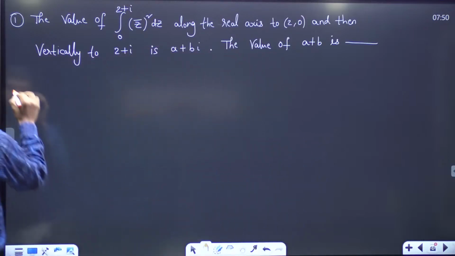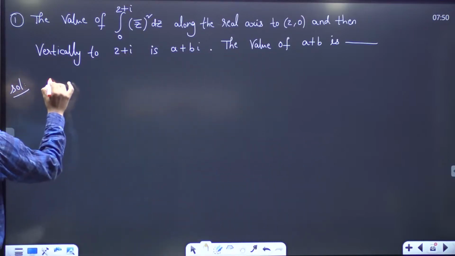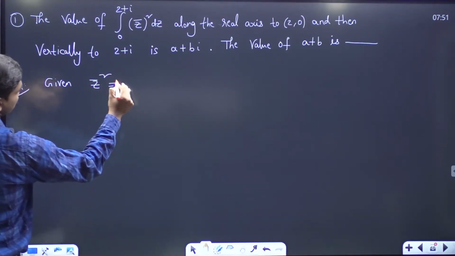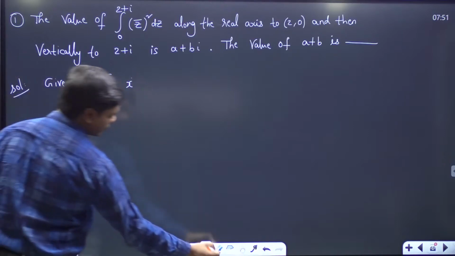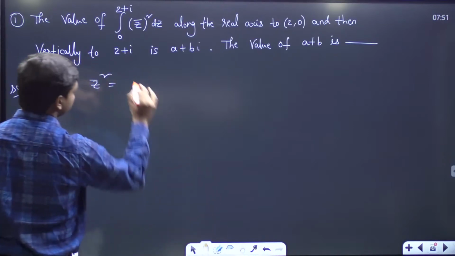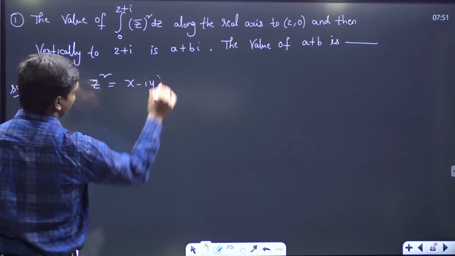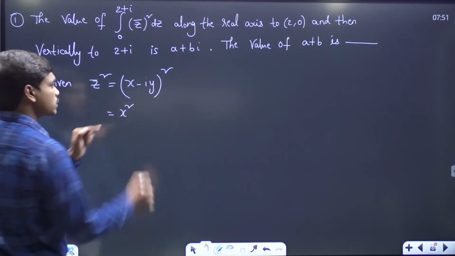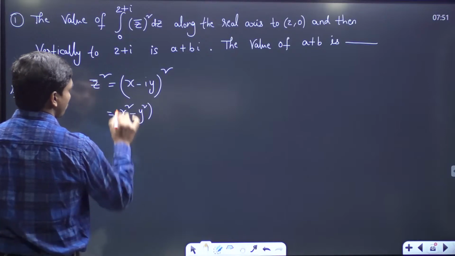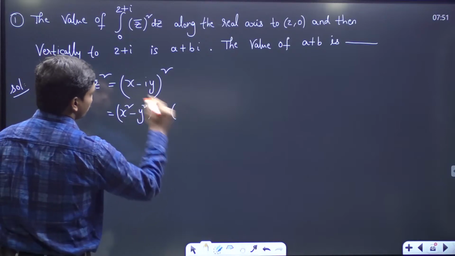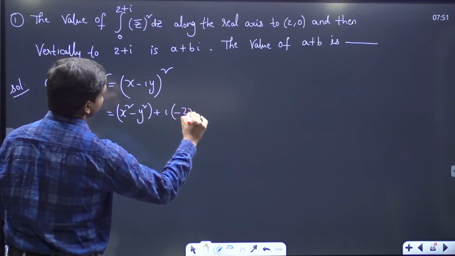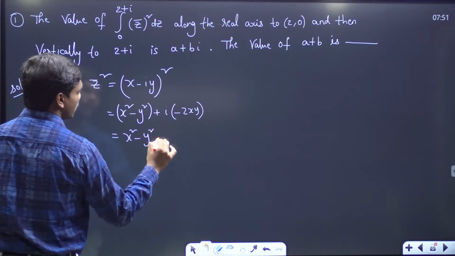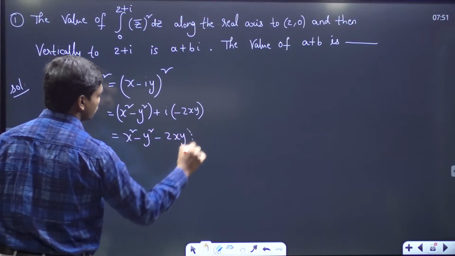So let us see here. Solution. Let us try to solve this question. Given the integrand z bar square is equal to (x minus iy) whole square, correct? So (x minus iy) whole square is x square plus (iy) whole square, which is minus y square, plus i into x into minus iy, so this is minus 2xy. So the integrand is x square minus y square minus 2xy into i.